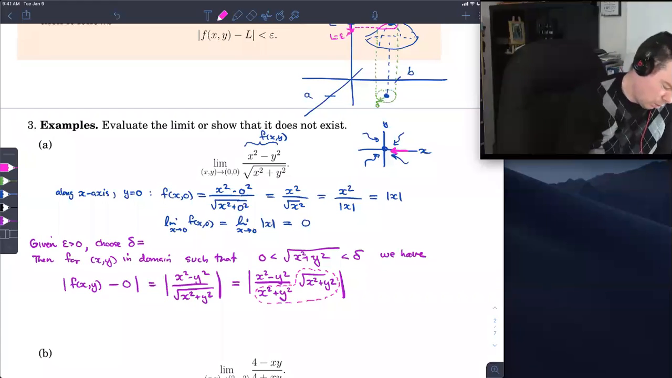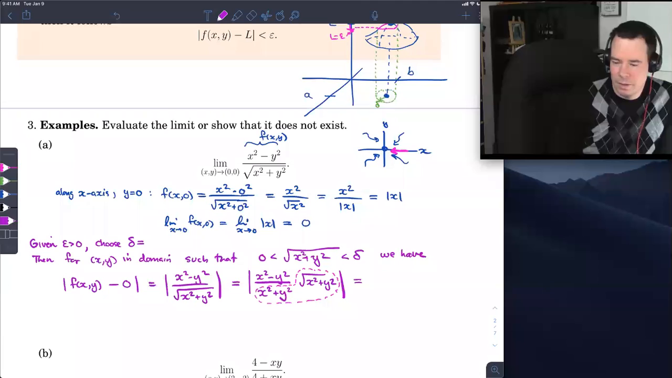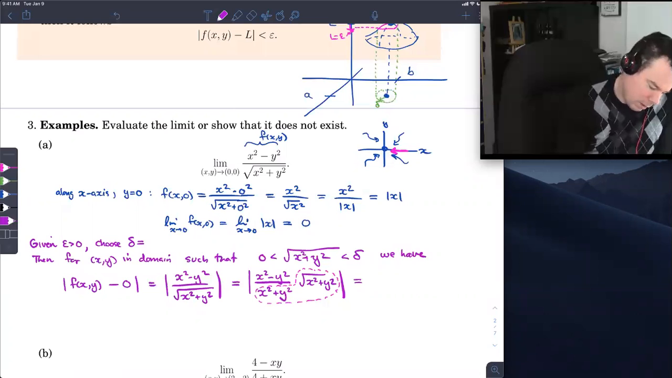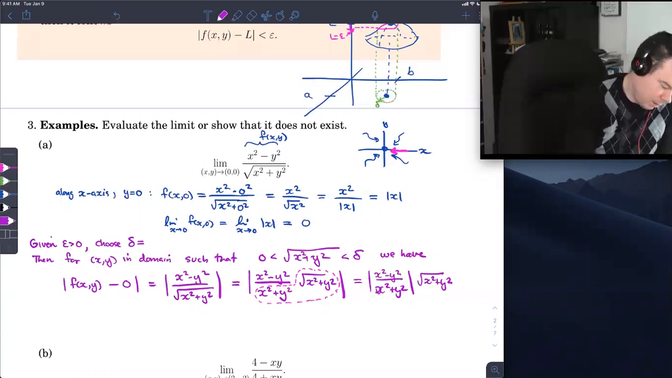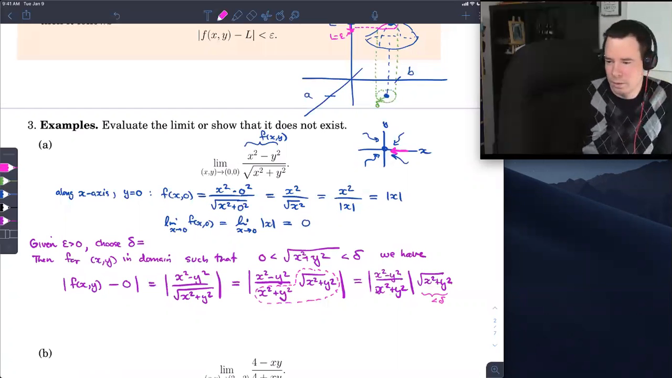So I've just introduced an extra term in a bit of a fancy way. I haven't changed the value of anything. I've just introduced it in a way such that when I split this up, I see that square root of x squared plus y squared in there. That's what I want because I know that's less than delta, because xy is within the delta radius circle of the origin.